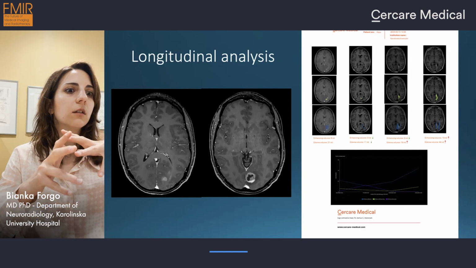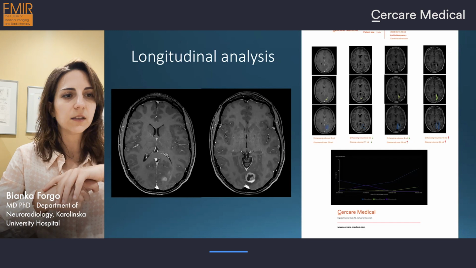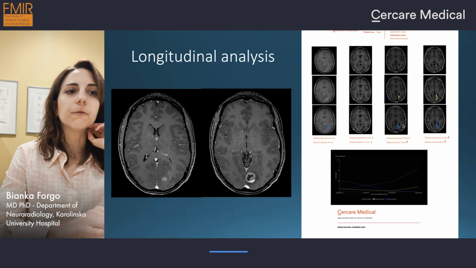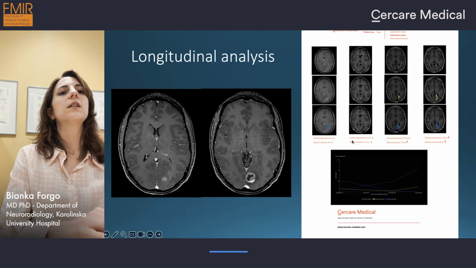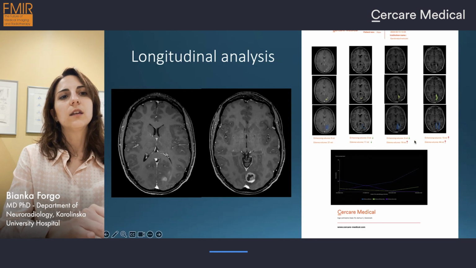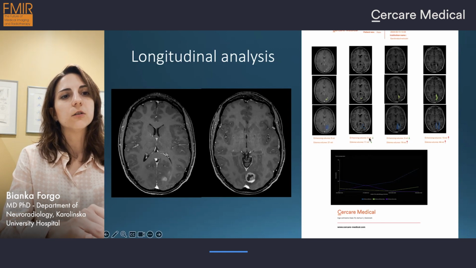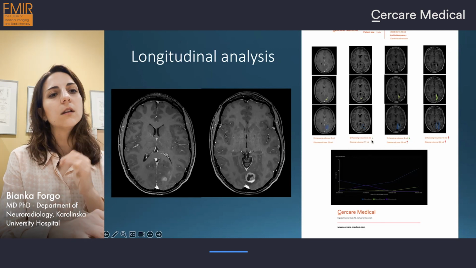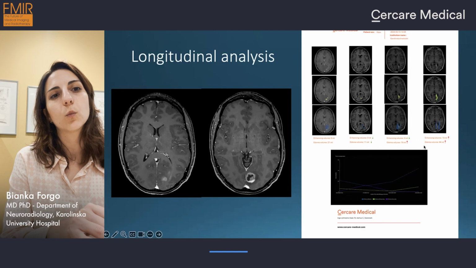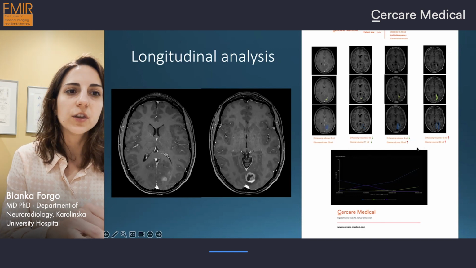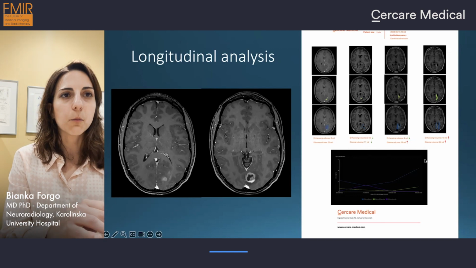conclude whether the tumor has increased or decreased. And here we can get very precise measurements, and also, as you can see here, the tendencies are indicated. So if the tumor volume is decreasing, then you see a small green arrow pointing downwards, and when there's an increase in volumes, you can see a red arrow pointing upwards.